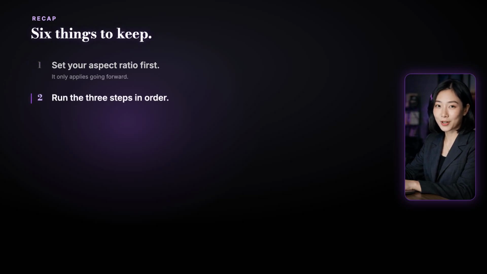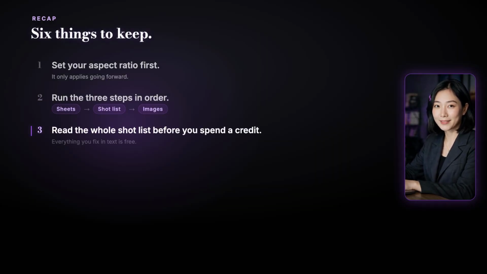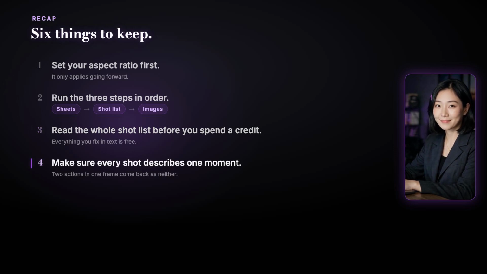So, set your aspect ratio first, because it only applies going forward. Run the 3 steps in order. Sheets, then shot list, then images. Read the whole shot list before you spend a credit, and make sure every shot describes one moment.